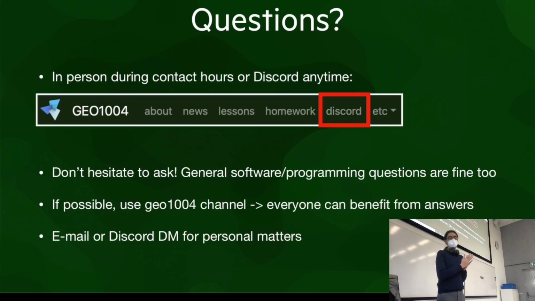For questions, you can ask us in person anytime during the contact hours or on Discord. If you have a general question about the assignments or the course that everyone could benefit from, it could be better if you just post it in the GEO1004 text channel so that everyone can see it. If you have a personal issue or a very specific issue related only to your assignment, maybe just email us or send us a Discord direct message.